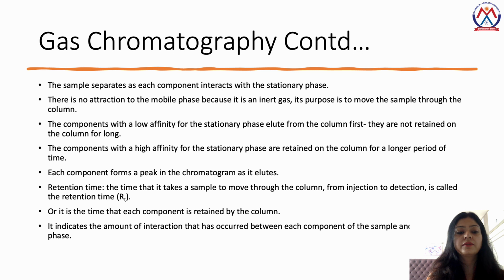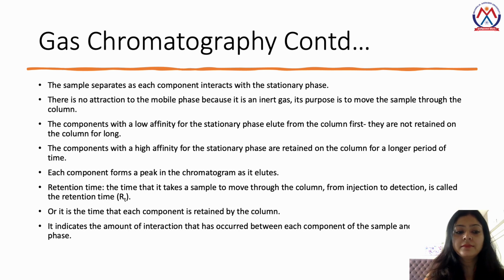The components with a low affinity for the stationary phase elute from the column first. They are not retained on the column for long. The components with a high affinity for the stationary phase are retained in the column for a longer time period. Each component forms a peak in the chromatogram as it elutes.